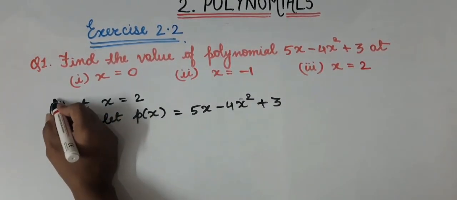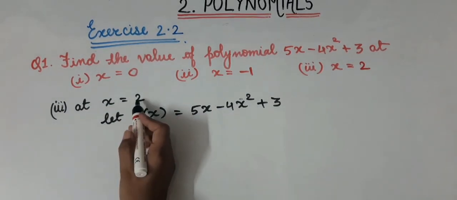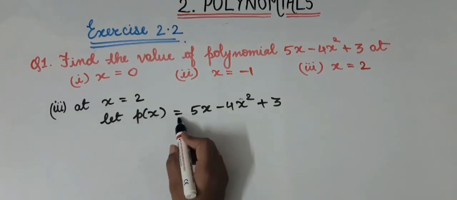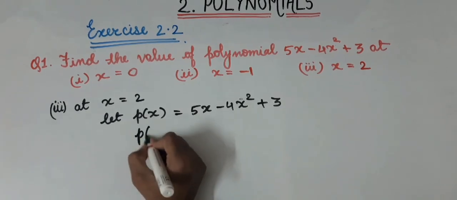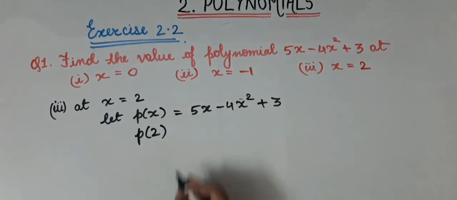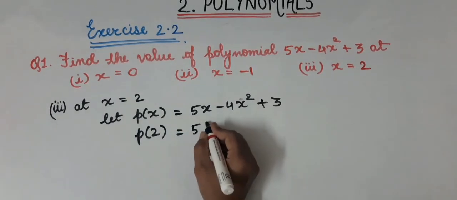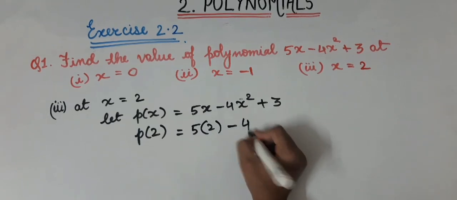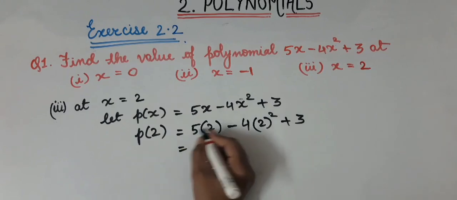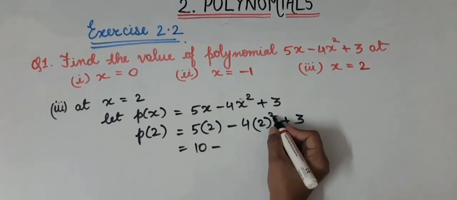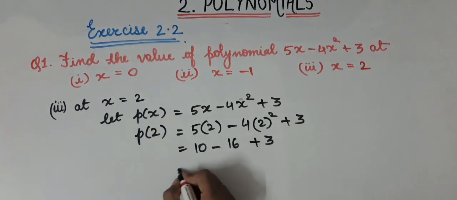So this one is third. We need to find the value of the polynomial at x is equal to 2. Let the polynomial be p of x is equal to the given polynomial 5x minus 4x square plus 3. So p of 2 will be equal to, replace x with 2 everywhere: 5 into 2 minus 4 into 2 square plus 3 as it is. 5 into 2 is 10, minus, 2 square is 4, 4 into 4, 16, plus 3.